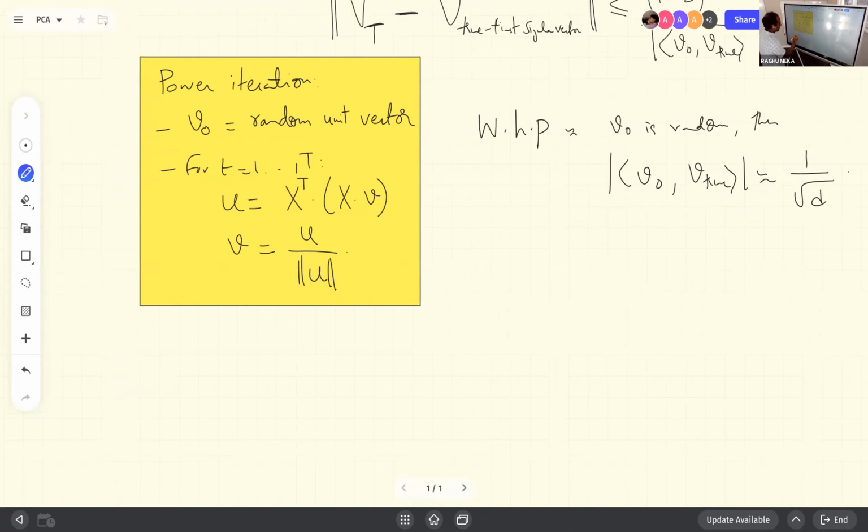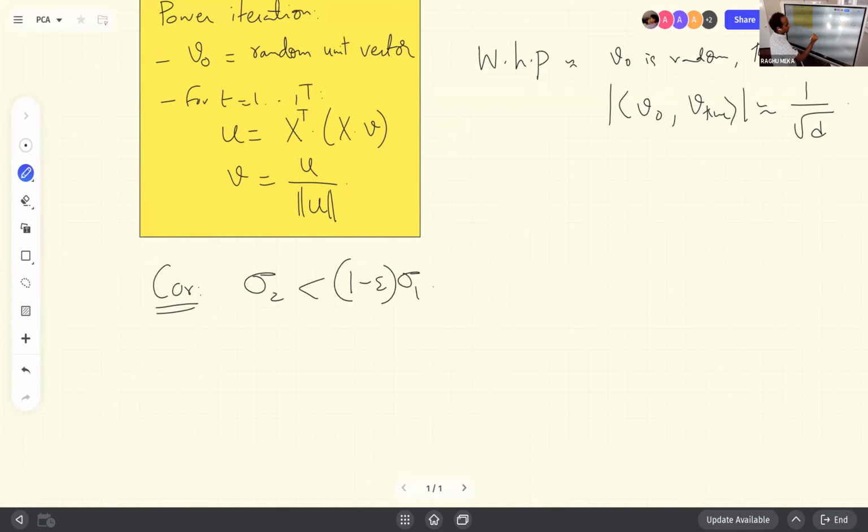So as a corollary, what we can say is that if sigma 2 is less than 1 minus epsilon times sigma 1, then after t, which is something like, let's see, you have to kill the t.